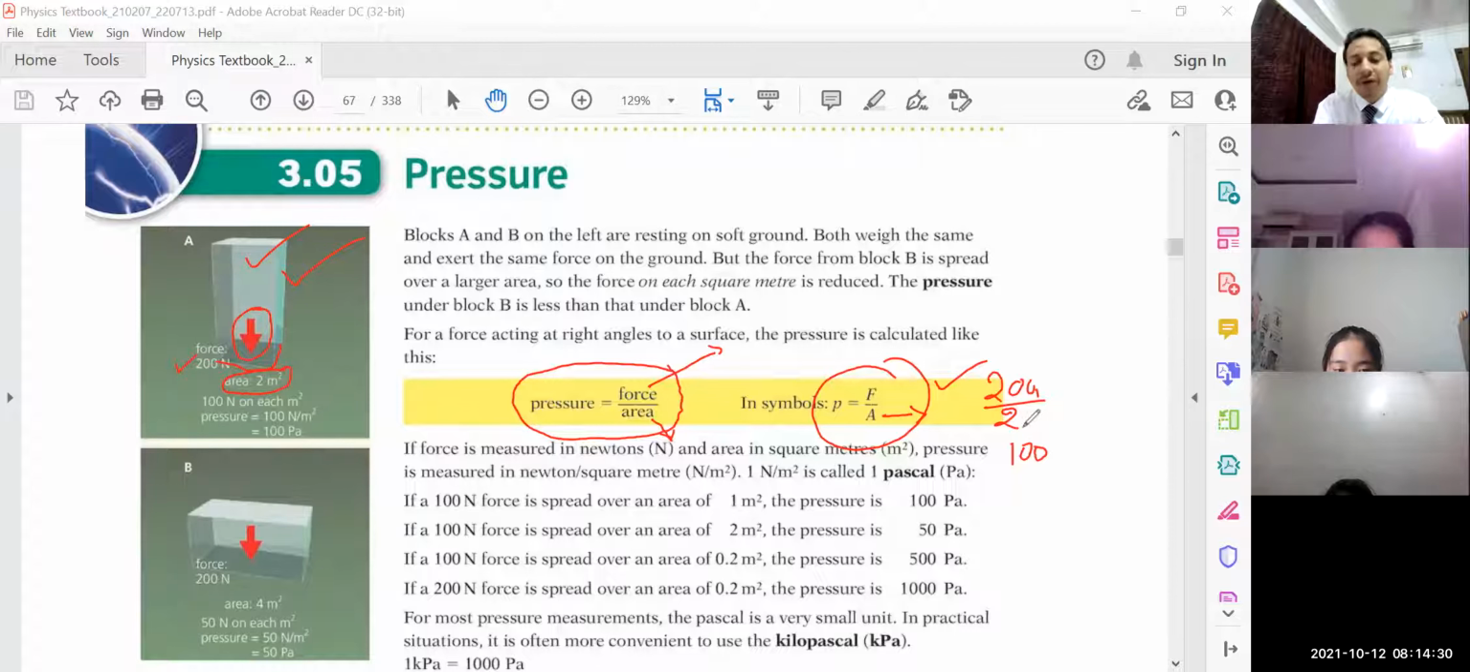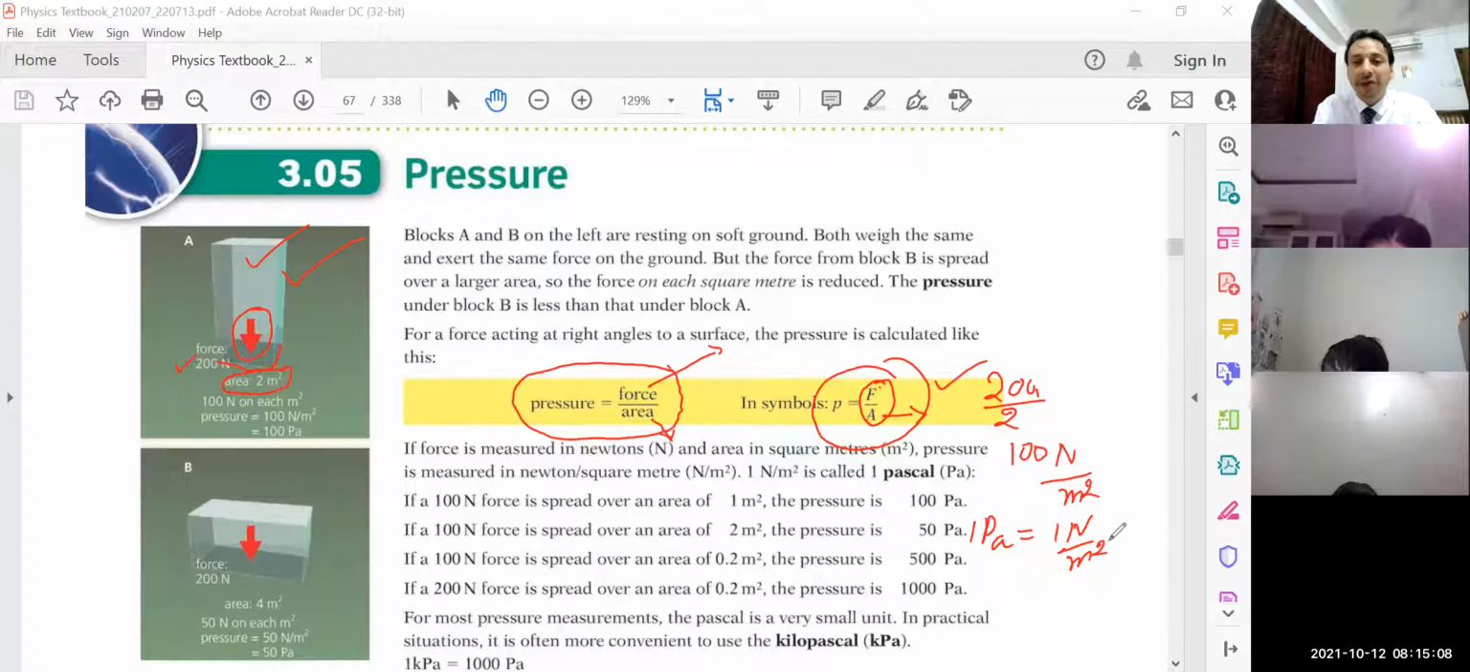Pascal, sir. Yeah, Pascal is one of the units, but I can write first. Look at this equation. Force has unit Newton. Area is given in meter, so area is meter square. Newton divided by meter square is also called Pascal, Pa. So 1 Pascal is equal to 1 Newton divided by meter square. So Pascal is also an SI unit of pressure, and Newton divided by meter square is also a unit of pressure.